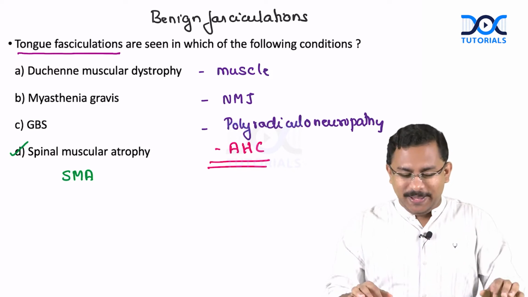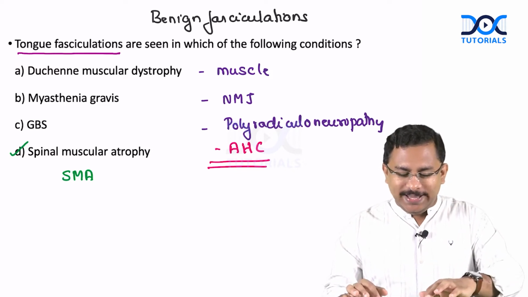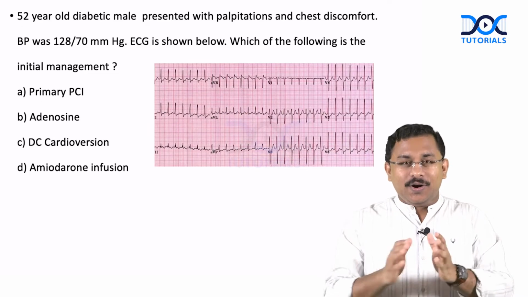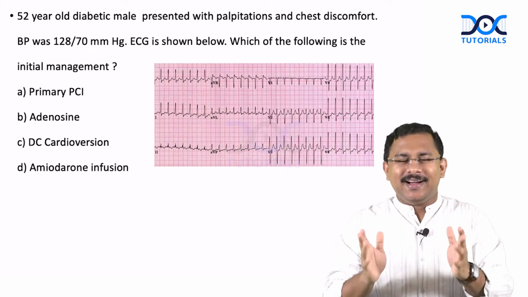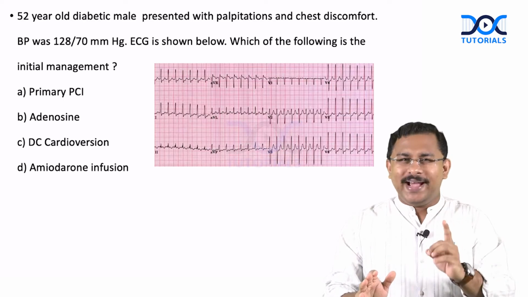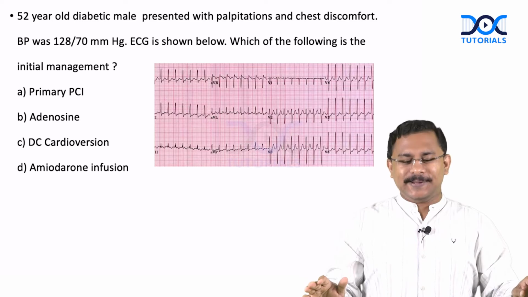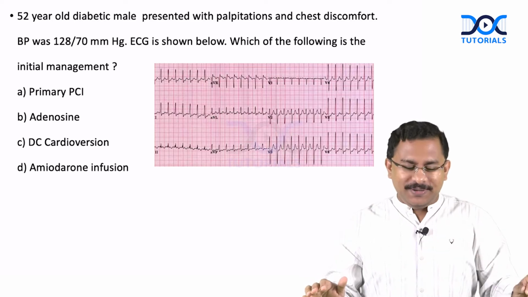Answer is SMA. All right, let's go to the next question. So next question is again a cardiology question, and any INI CET exam would have at least one question on cardiac arrhythmias, and this time was no exception.